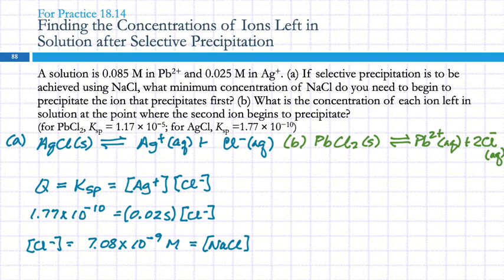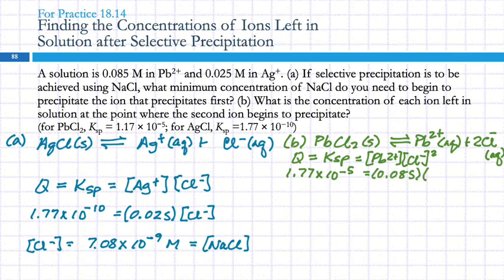So when that precipitates, Q will be equal to KSP. And KSP is the lead concentration times the chloride ion concentration squared. So the KSP there is 1.77 times 10 to the minus 5. That's going to equal the lead concentration, which they had to tell us, 0.085, times the chloride ion concentration squared.